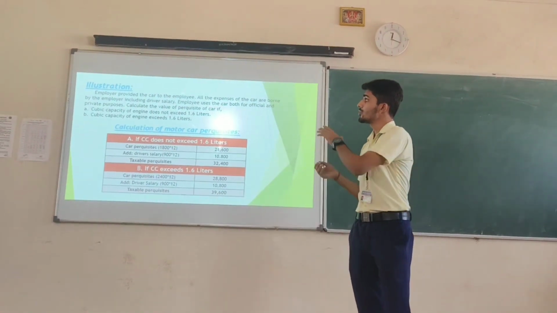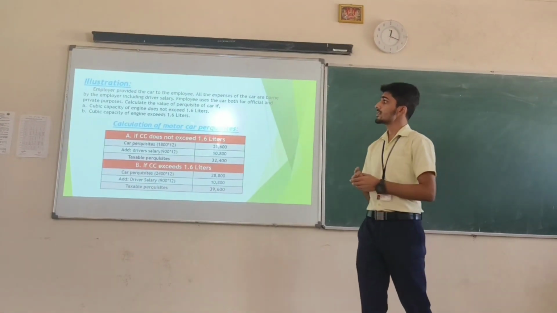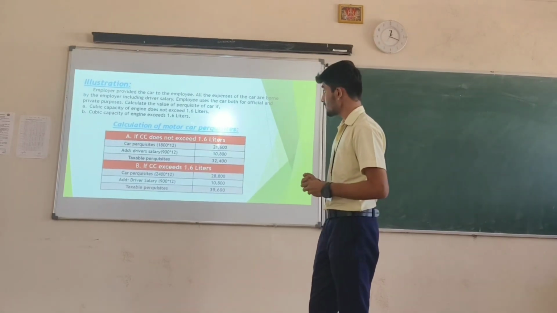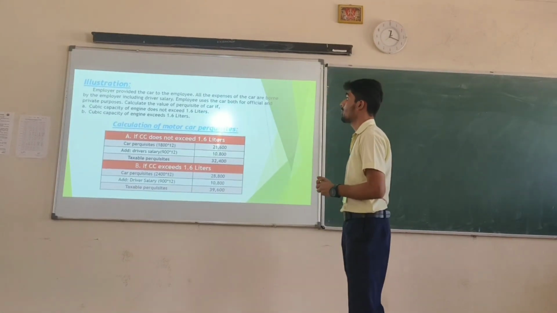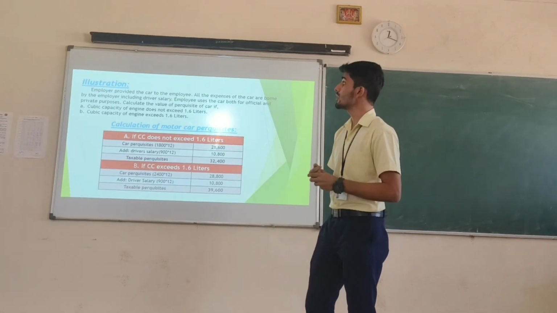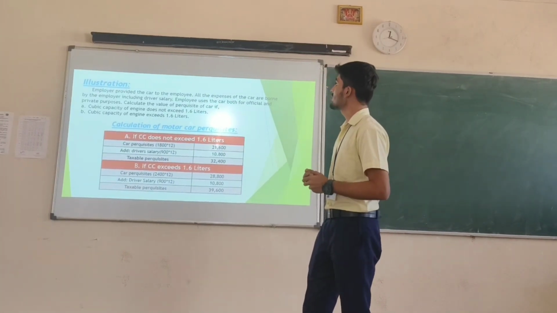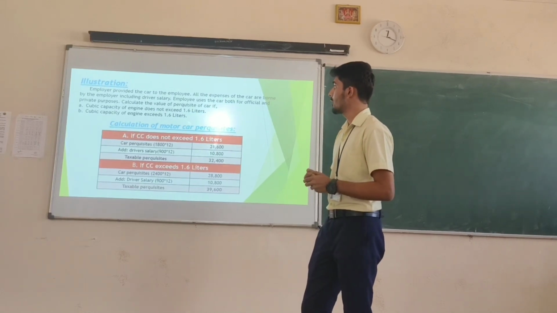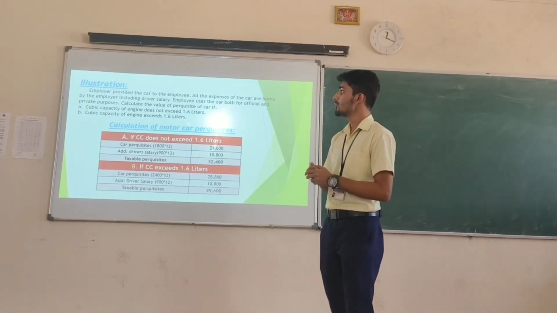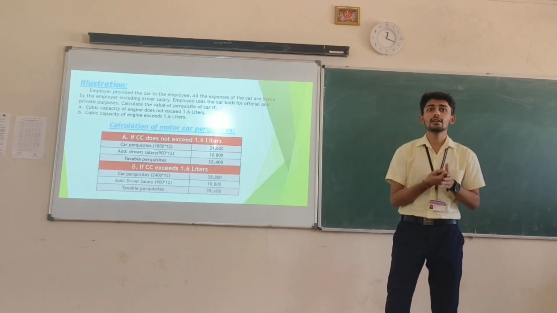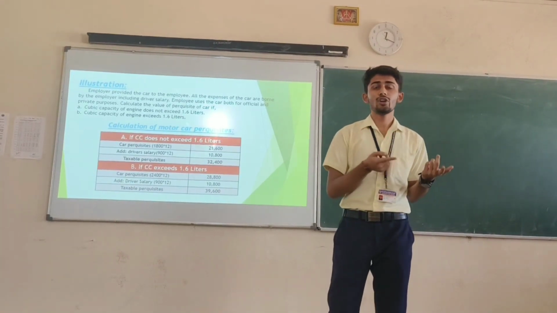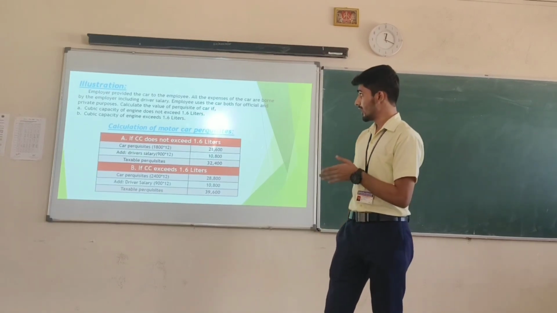I'll explain you by using a sum. Here there is a sum that says that employer provided the car to the employee. All the expenses of the car are borne by the employer, including the driver's salary. The employee uses the car both for official and the private purposes. Calculate the value of perquisites of car. Here, before solving the sum, we have to take into consideration whether all the expenses are borne by the employee or the employer.